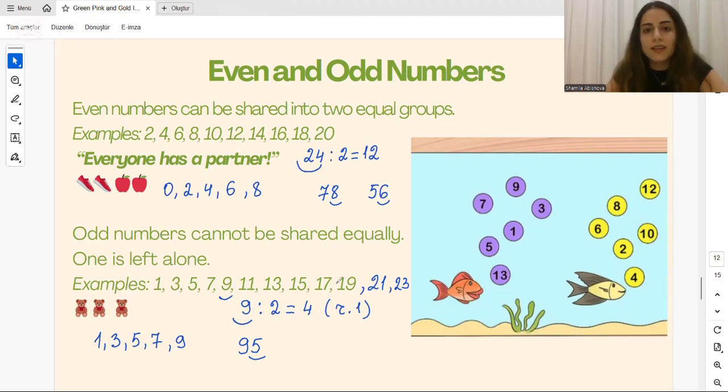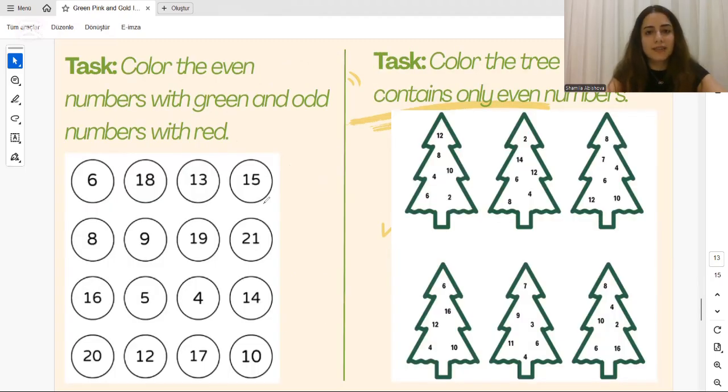And let's do activities. Let's do this activity. Color the even numbers with green and odd numbers with red. Let's begin. 6. 6 is an even number because 6 divided by 2 equals 3. And there is no remainder. And that's why we can say 6 is an even number, and we can color this with green.